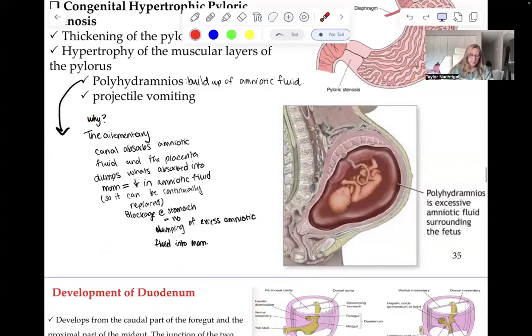Here's the logic. The alimentary canal absorbs amniotic fluid and the placenta dumps what's absorbed into mom. This decreases amniotic fluid so it can be continually replaced. Blockage of the stomach or the esophagus, as we saw with the esophageal atresia, is going to result in no ability to dump excess amniotic fluid into mom, so we get polyhydramnios.